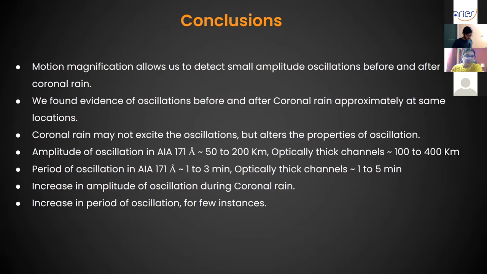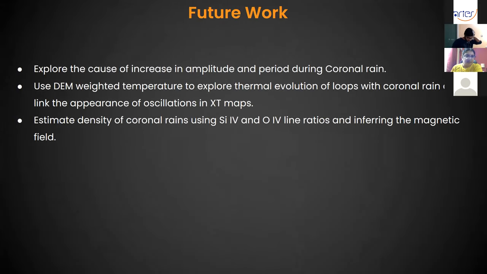After that, I want to say something about my future work. I will first try to explore the cause of the increase in amplitude and period during coronal rain. We have taken a few steps in that direction, but the work is still going on. I will also use the DEM weighted temperature to explore the thermal evolution of loops with coronal rain and try to link the appearance of oscillation in the XT map. We can also estimate the density of coronal rain using the silicon 4 and O4 line ratios in IRIS, and we can infer the magnetic field. So these are some future work we can do in this project.